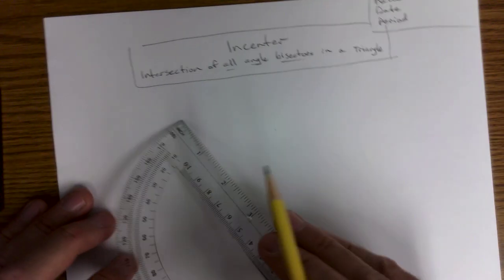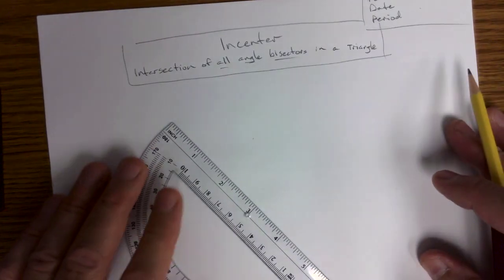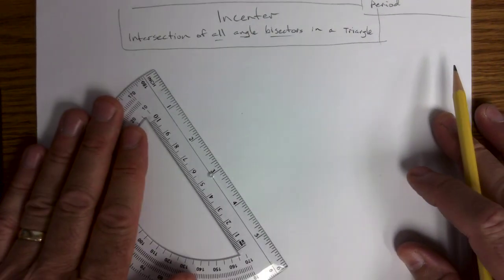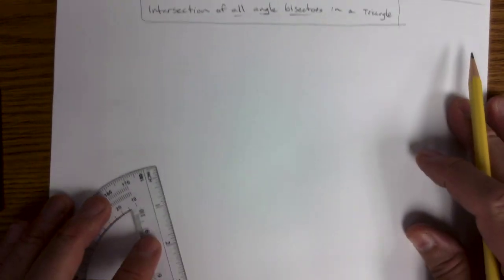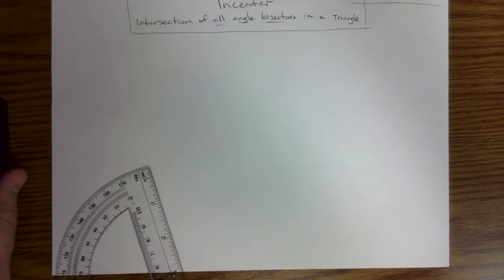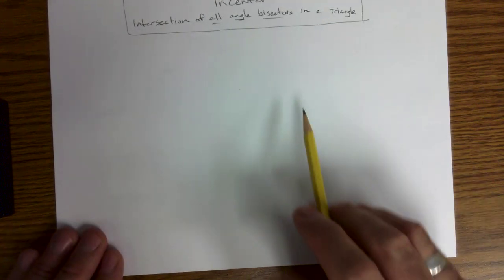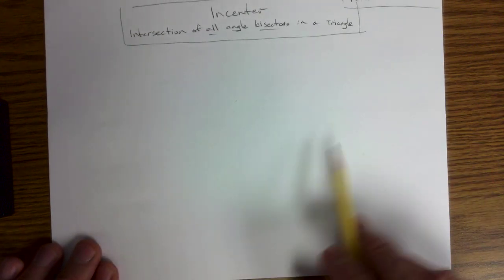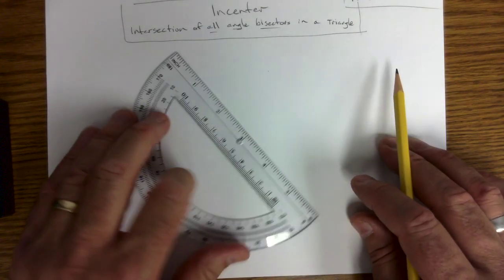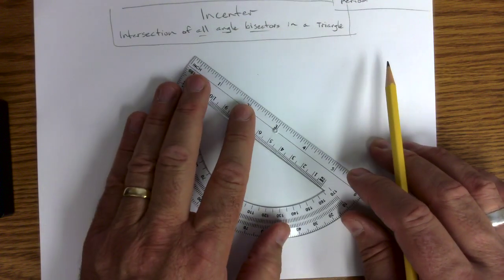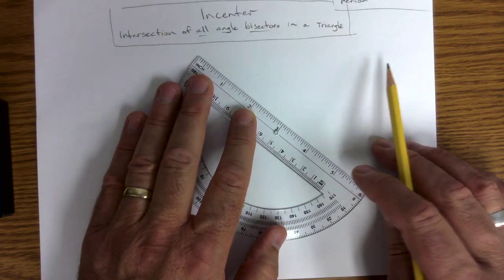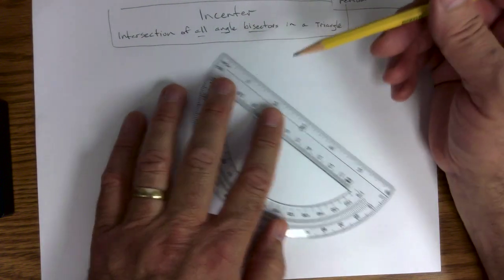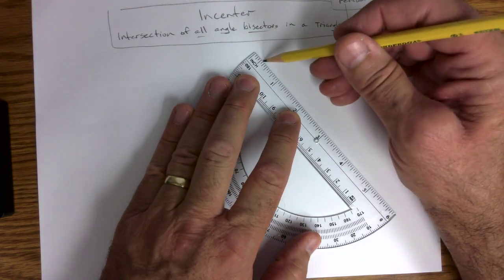So here we go. If you think you know angle bisectors, that's okay. You'll probably do well anyway. In this space here, we're going to draw a triangle. Nothing special about it. Don't worry about it being equilateral, obtuse, acute, or isosceles. I'm just going to draw a triangle.